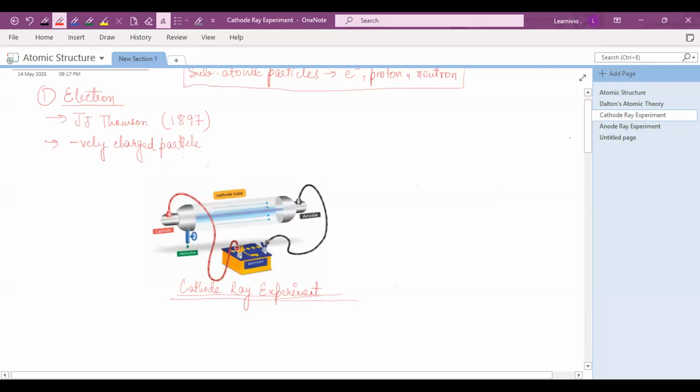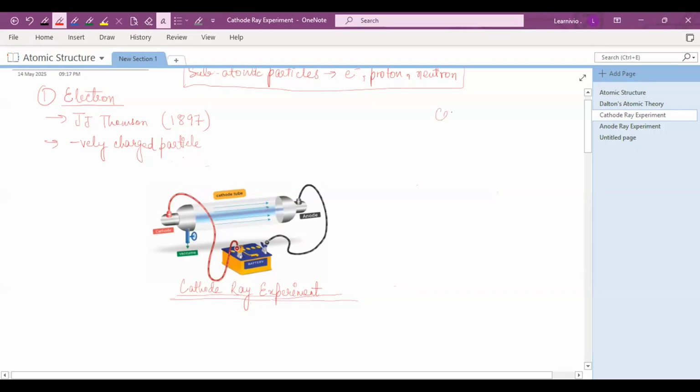Is it a specific metal or any metal? He used any metal. It's not dependent on the type of metal he used. In this experiment, it doesn't depend on the material we used to make these electrodes. So this is the electrode which is negatively charged.